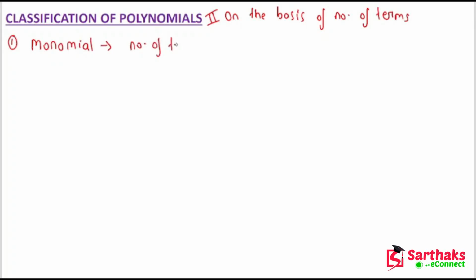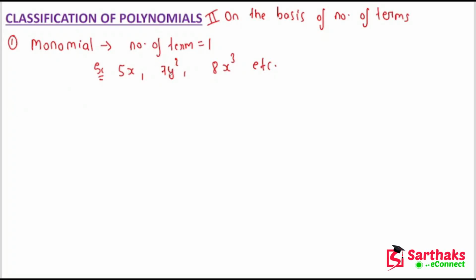So the number of terms is equal to 1. For example, you can have 5x, you can have 7y square, you can have 8x cube, etc. Now all these are polynomials having only one term, right? You can see there are no plus and minus, therefore there are no other terms connected to them. So these are single term polynomials, or we can call them monomials. So all these are monomials.